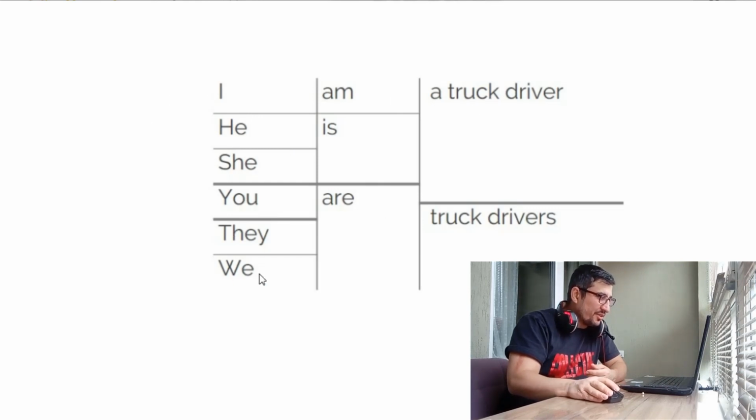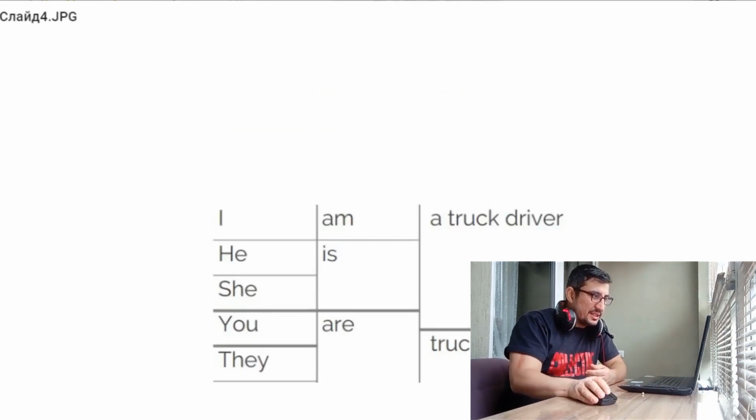You are truck drivers, they are truck drivers, we are truck drivers. Please note that this line with "you" sits somewhere in between. Why? Because "you are" could be counted as singular, you are a truck driver, or plural, you are truck drivers. With "they" and "we", it's always plural.